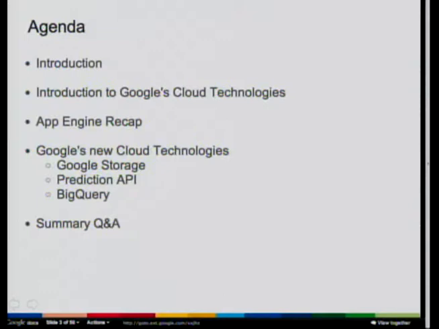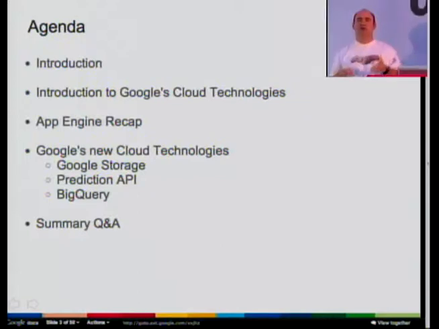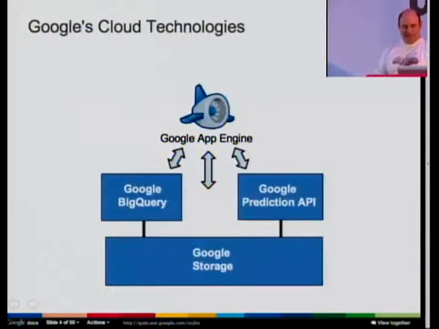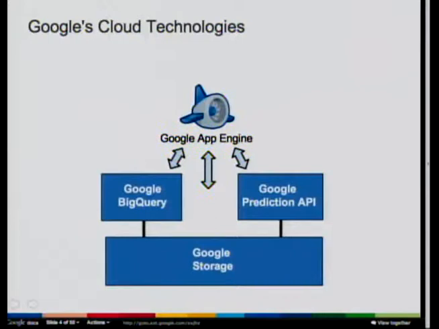Specifically, I'll be covering Google Storage, and then the Prediction API, as well as BigQuery. And so these are all fairly new technologies, and they complement App Engine quite nicely. And then, of course, we'll finish up with some demos. I'll be showing you how to use all of these different technologies together, and then we'll do questions and answers.